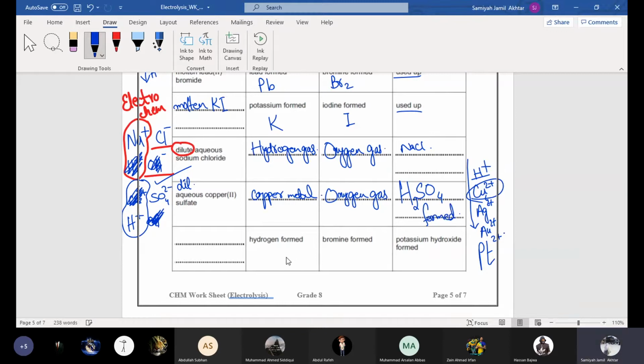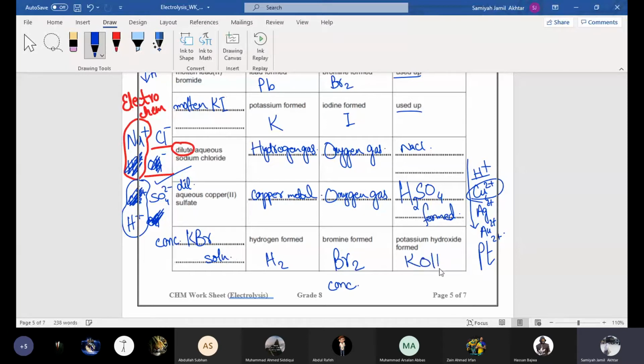Now tell me for this one. Concentrated potassium bromide solution. Because hydrogen is formed at the cathode, bromine is formed at the anode. Bromine is forming at the anode, so it means it's a concentrated solution, meaning the salt amount is more.